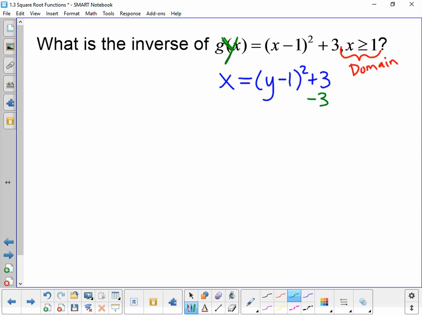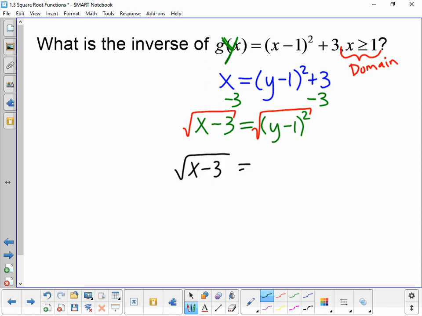So in this case, we would subtract 3. That gives us x minus 3 on the left, and on the right, we have y minus 1 quantity squared. And we're still just working towards getting that y by itself. So right now, it's y minus 1 all being squared, so we can take the square root of both sides. So now we have root x minus 3 equals, and again, the squaring and the rooting undo each other, so we're left with y minus 1. And we're almost there. We just want to get the y by itself, so we're going to add 1 to both sides.